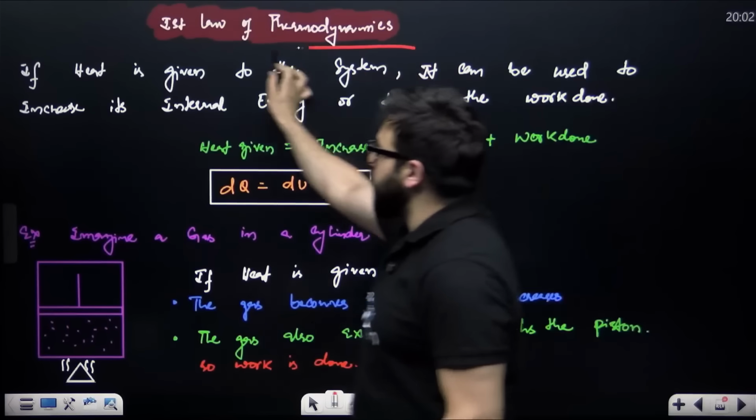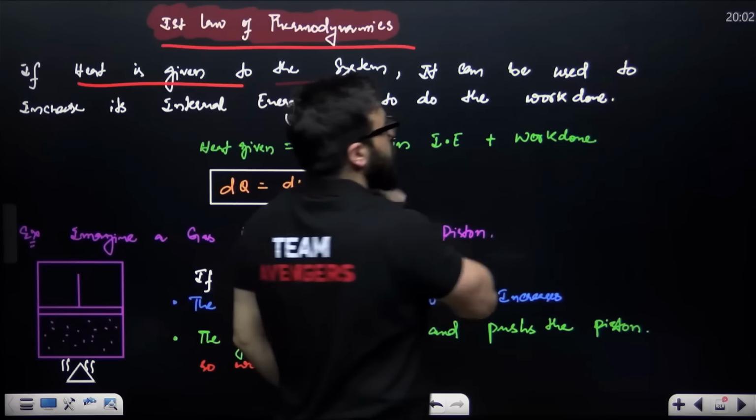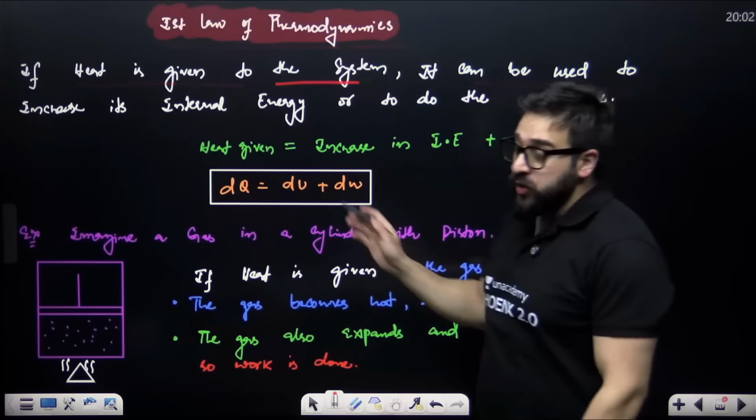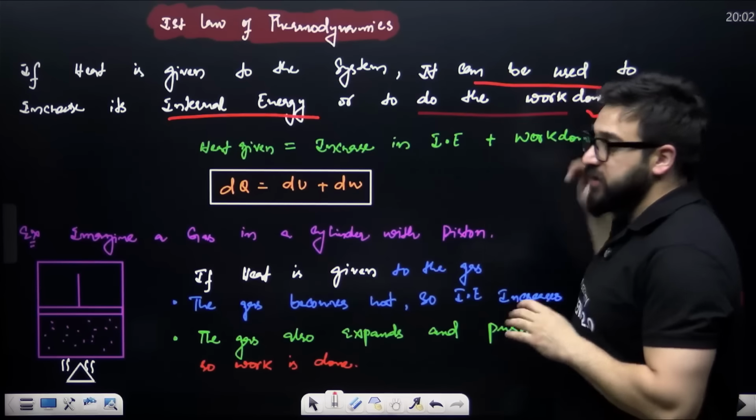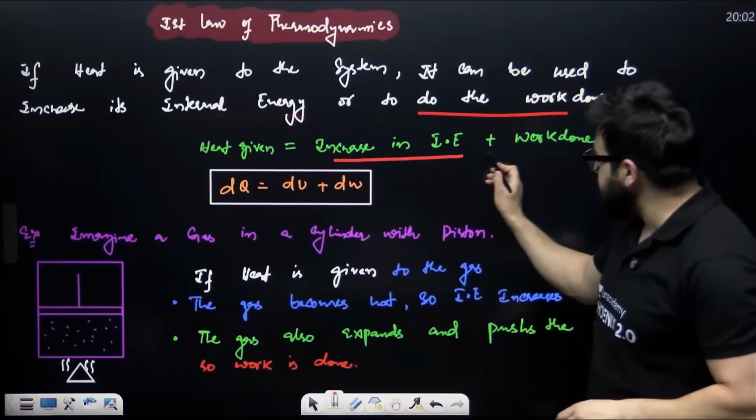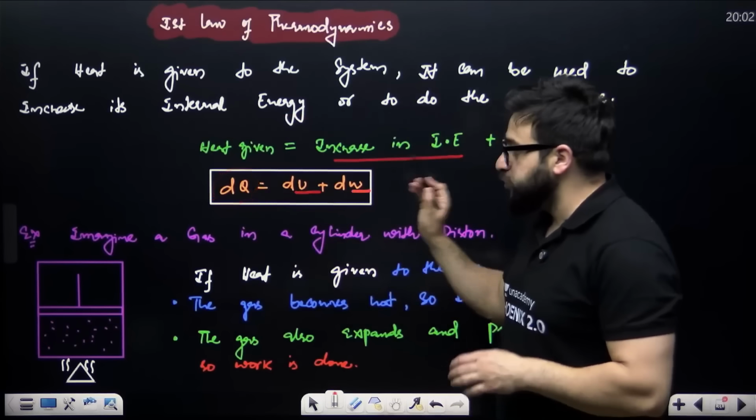Then, first law of thermodynamics. My dear NEET aspirants, if heat is given to the system, it can be used to either increase the internal energy of the system or to do work. Heat given is the increase in internal energy plus work done. So we say dQ is equal to dU plus dW.